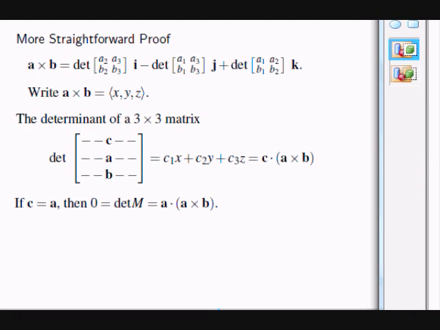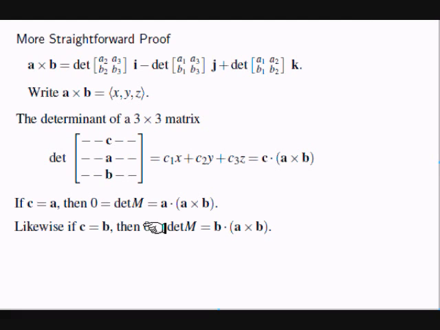Likewise, if we set the first row to be the last vector there, B, then because the first row and the second row are exactly the same, this determinant will again be 0. That makes this dot product 0, and we know the vector B and the cross product are perpendicular to each other because the dot product is 0. So that makes a straightforward proof of the statement that A cross B is perpendicular to the vector A and perpendicular to the vector B.